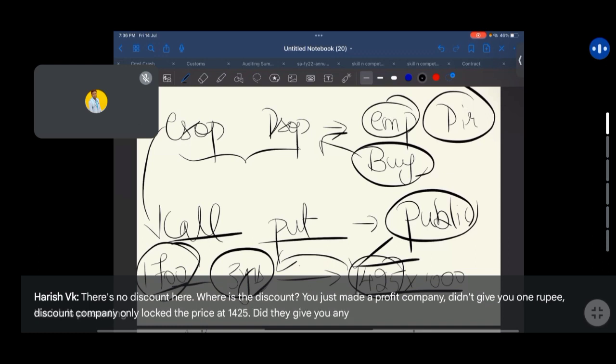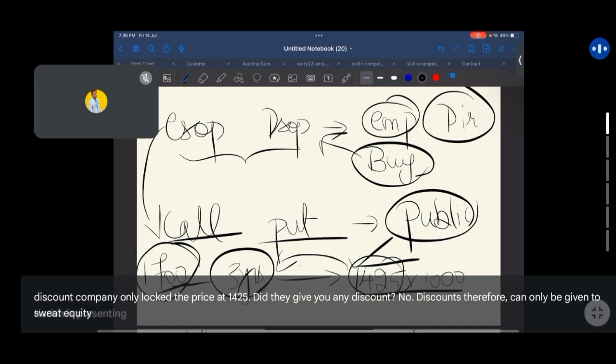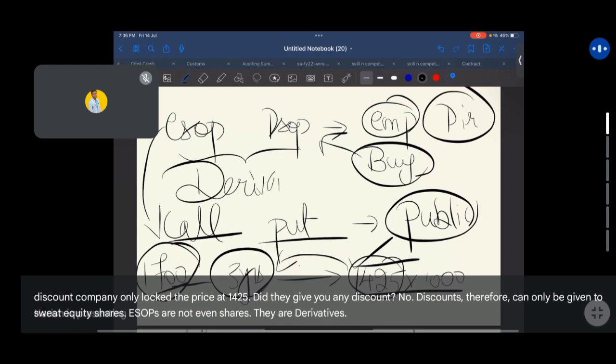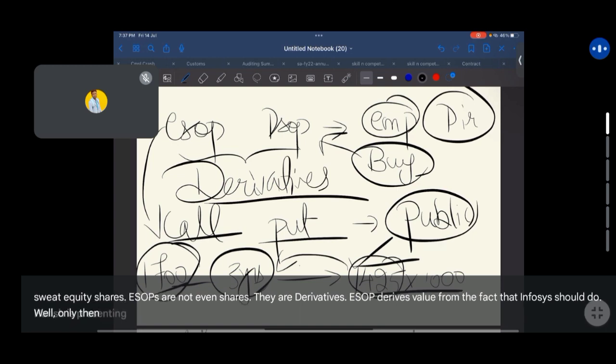Did they give you any discount? No. Discounts can only be given to sweat equity shares. ESOPs are not even shares, they are derivatives. ESOP derives value from the fact that Infosys should do well. Only then will ESOPs make sense.